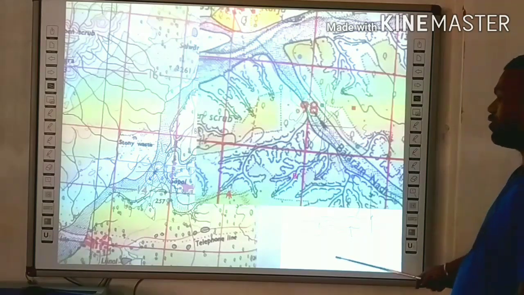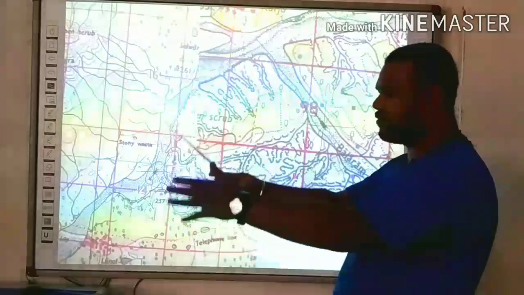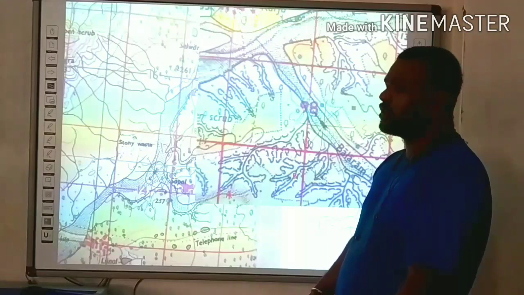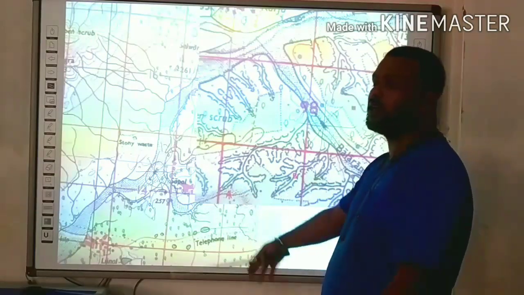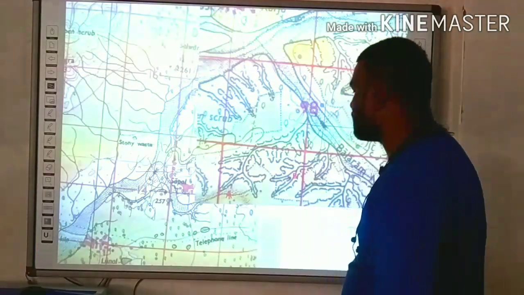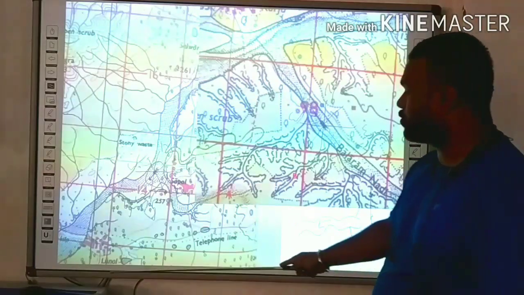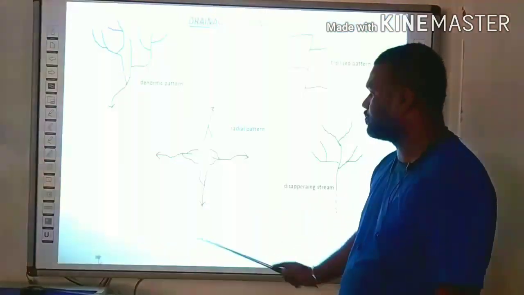So this is the river, and on my right hand side it will be the right bank, on my left it will be the left bank. I think now it is clear for you.